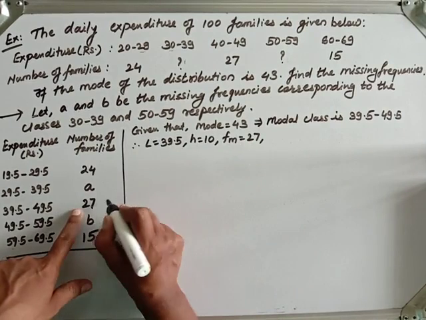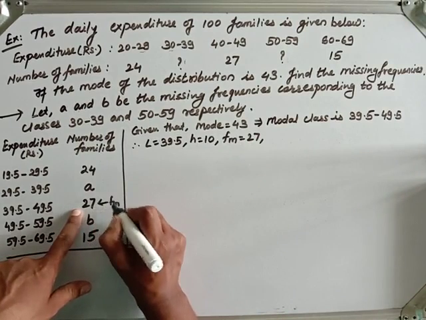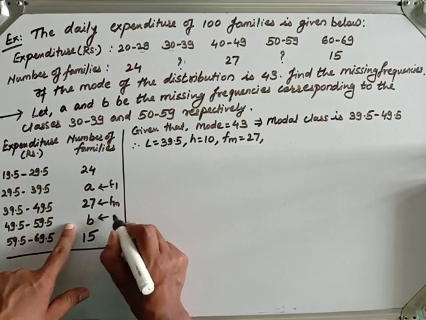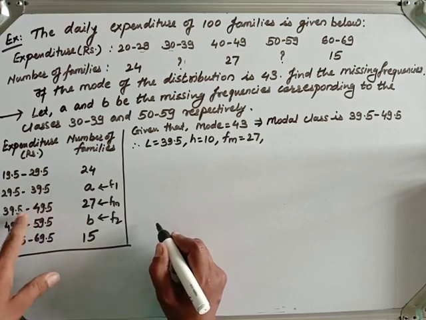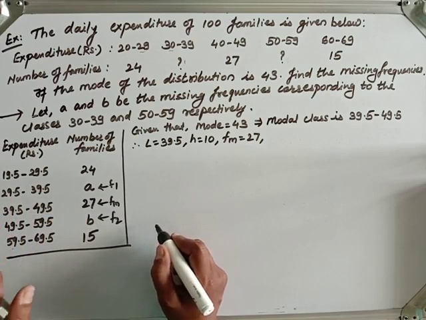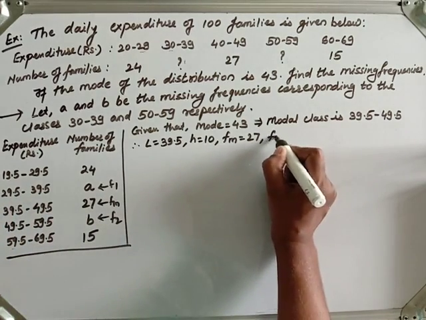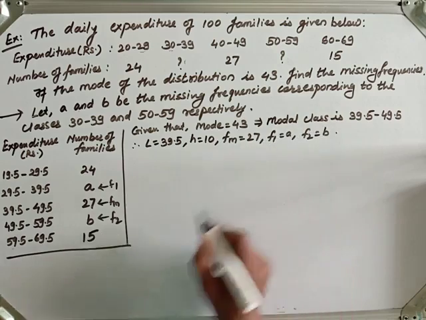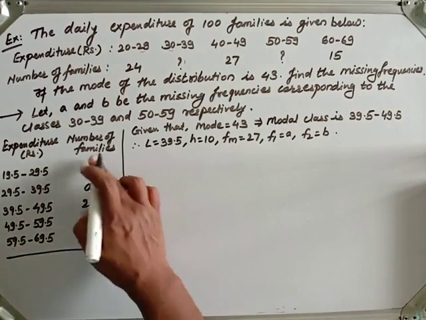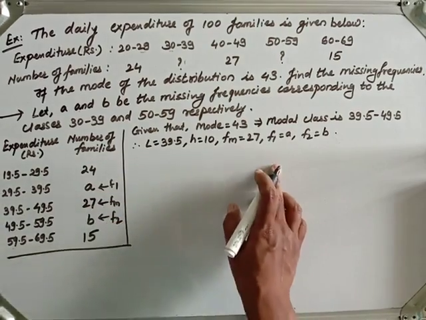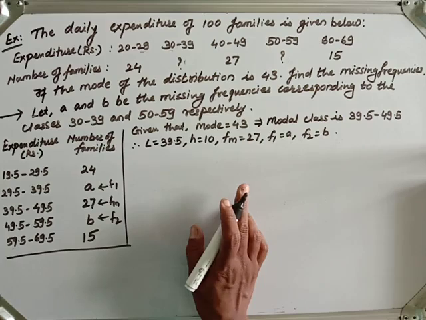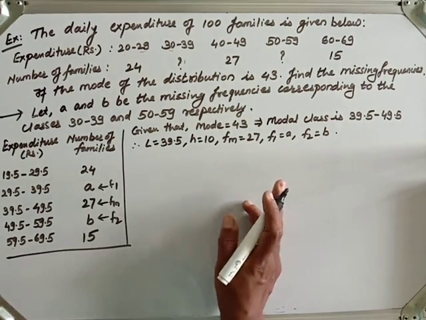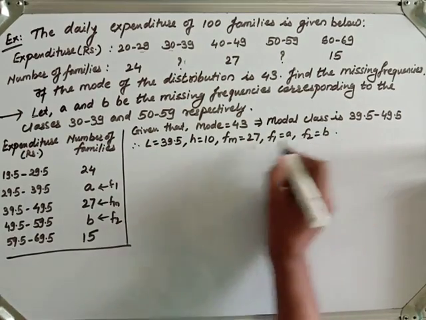Then this is FM. This is F1. If this is modal class, then this is FM. If this is what? F2. And clearly this is modal class as 43 value lies in that. Now F1 is A, and F2 is B. Also it is given to us the sum of frequencies is 100. Sum of frequencies is 100. So let us use that later.